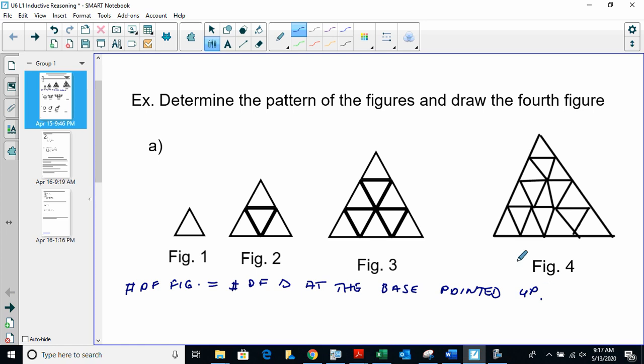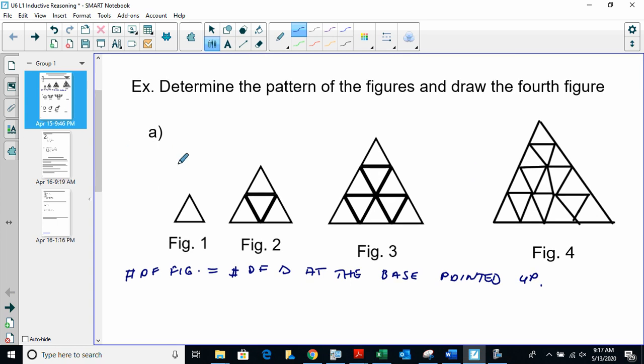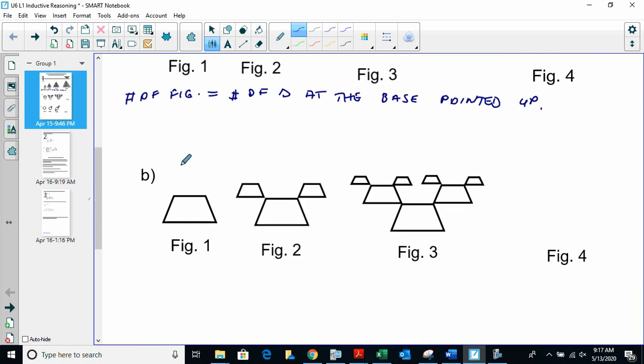So if you have, let's say, the 15th figure, someone is asking you to draw the 15th figure, then you will draw a triangle in which the base starts with 15 triangles pointed up, and then you continue until you fill everything up. Okay, so let's move to the next one.